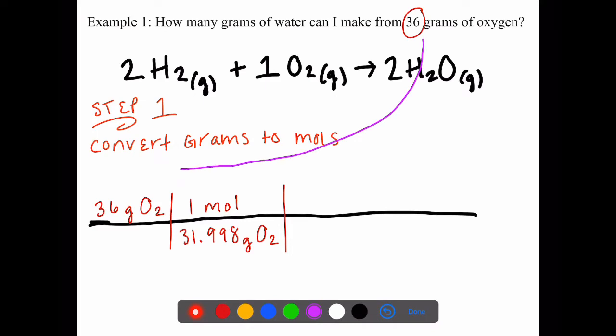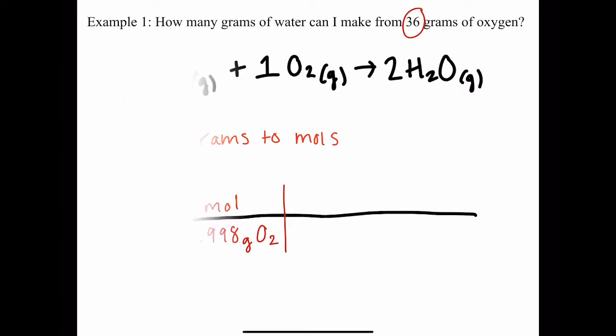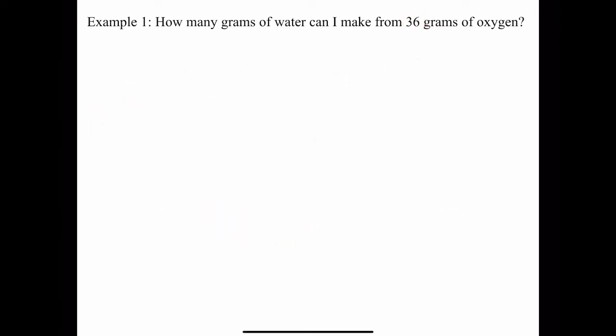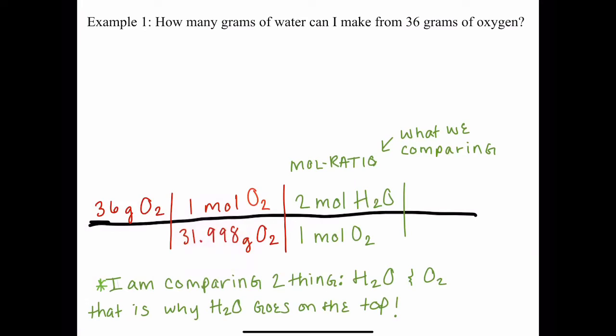We're going to convert grams to moles. So that's where 36 grams of oxygen go. And using the periodic table, you know how to get that 31.998 number.